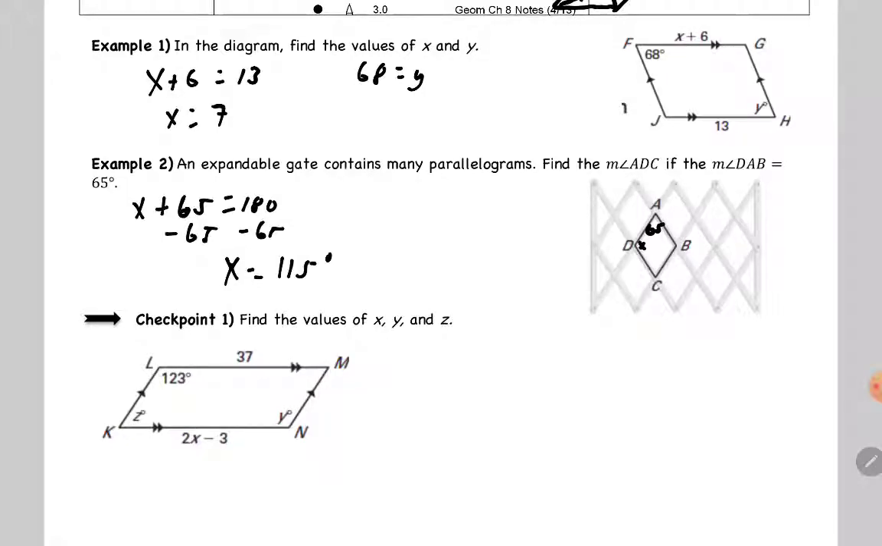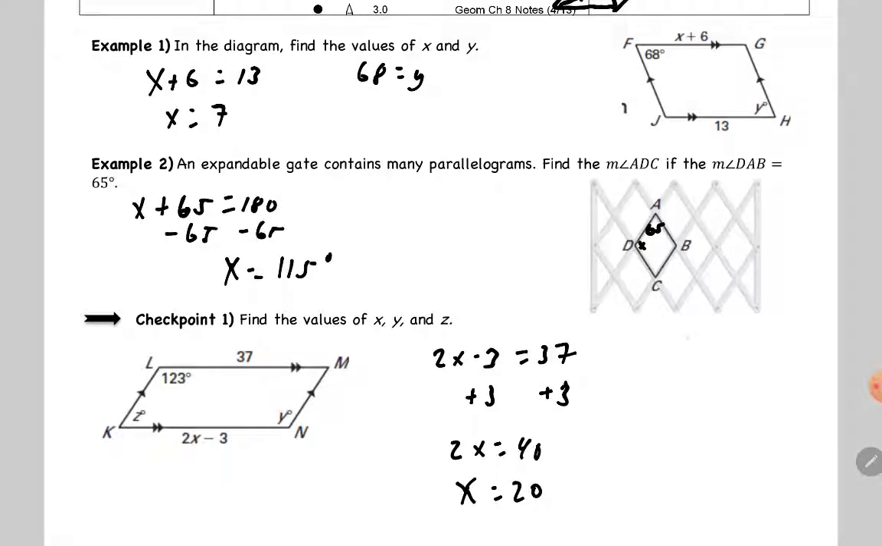Checkpoint 1. x, y, z. Okay, so let's look at x. 2x minus 3 is the length of that side. The opposite side is 37. So we're going to set them equal to each other. Add 3 to both sides. 2x equals 40. So if we divide both sides by 2, x equals 20.